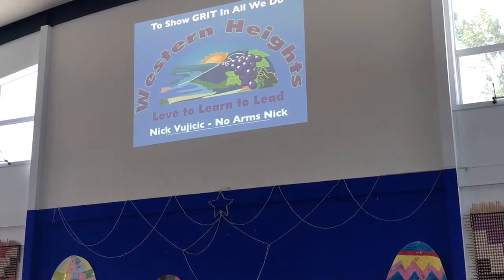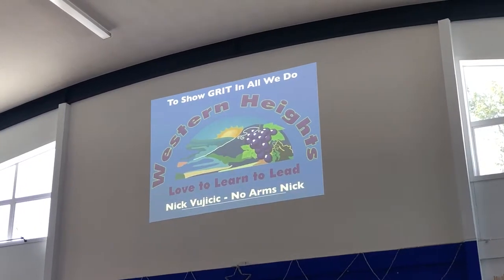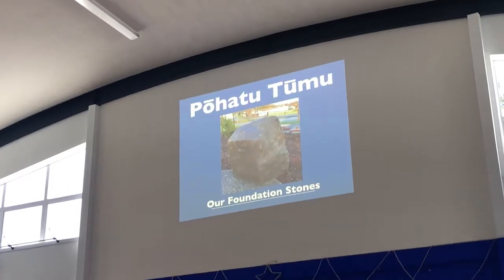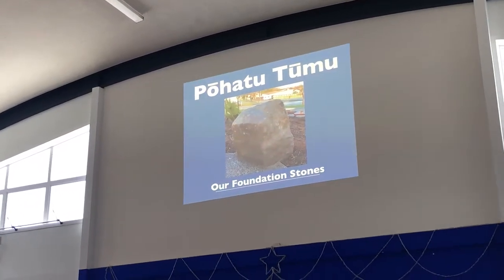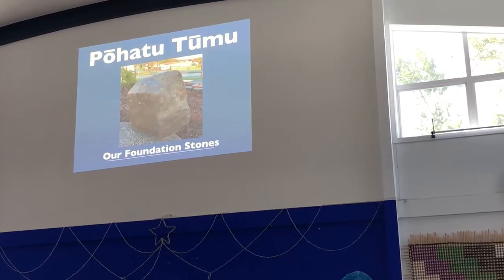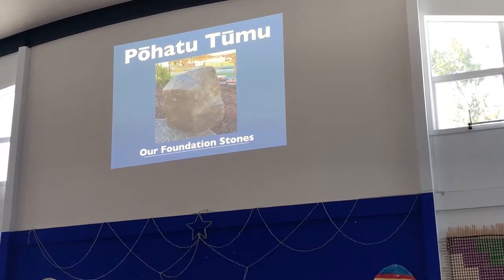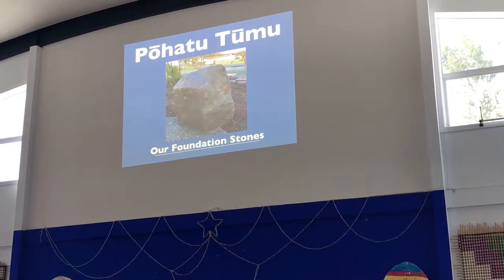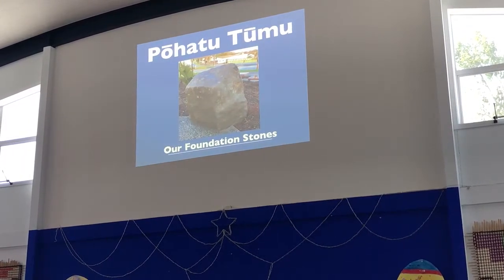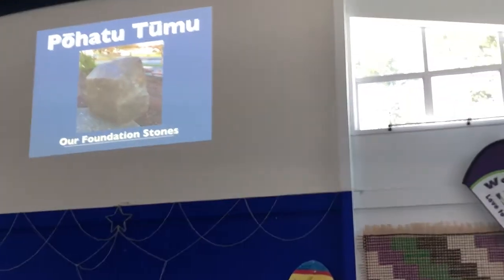Okay, for the last, I don't know, probably 3 weeks I think it is now, we've been learning a bit about Nick and having a listen to him. No legs, no arms, Nick, no worries. And I've been just sort of comparing him a little bit to our foundation stones. Do you all remember this little stone? It's manaakitanga, and I wonder, is anybody able to think what's kind of similar between manaakitanga and Nick?